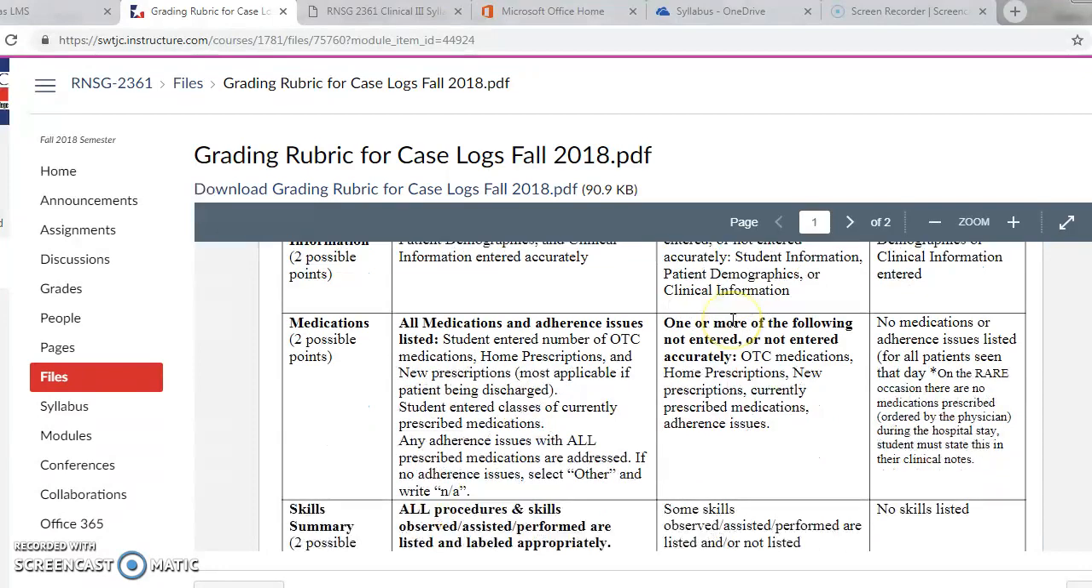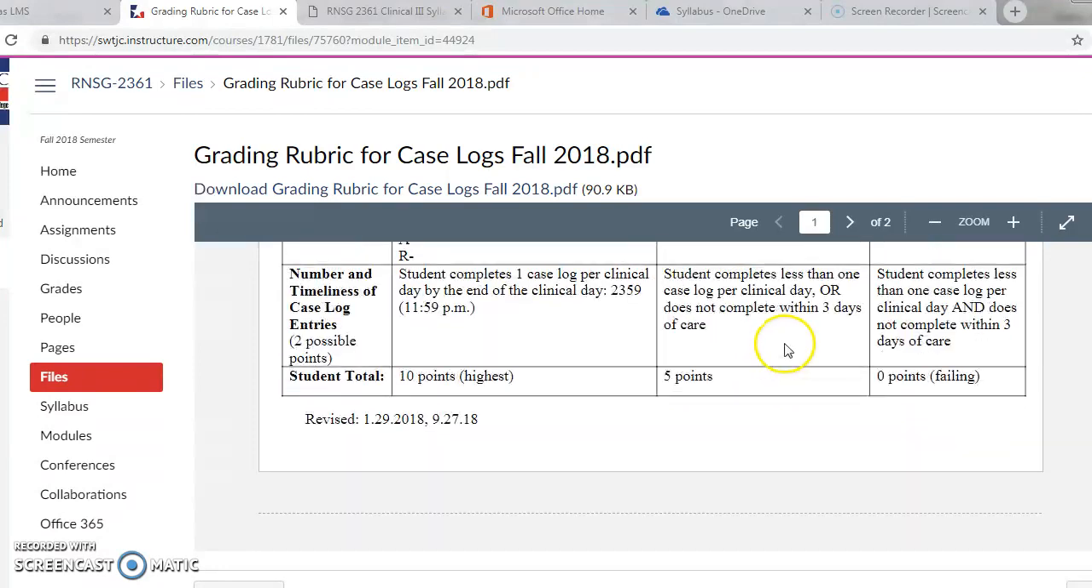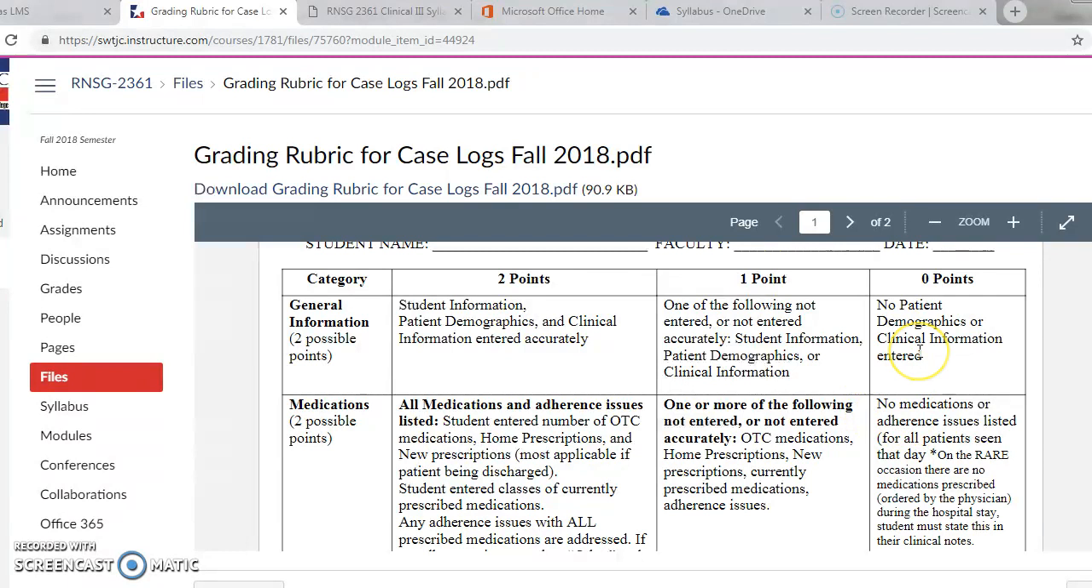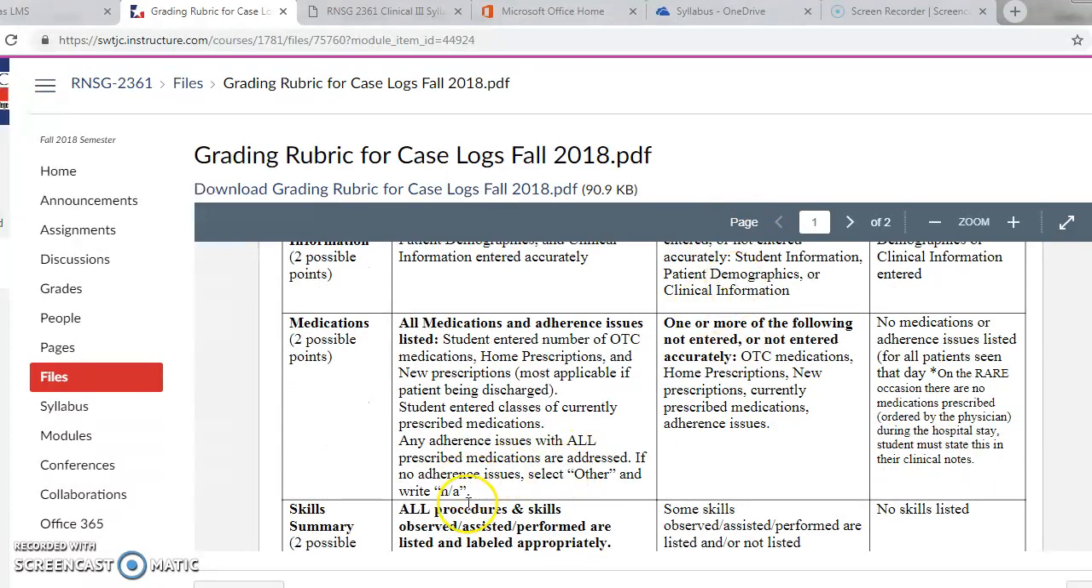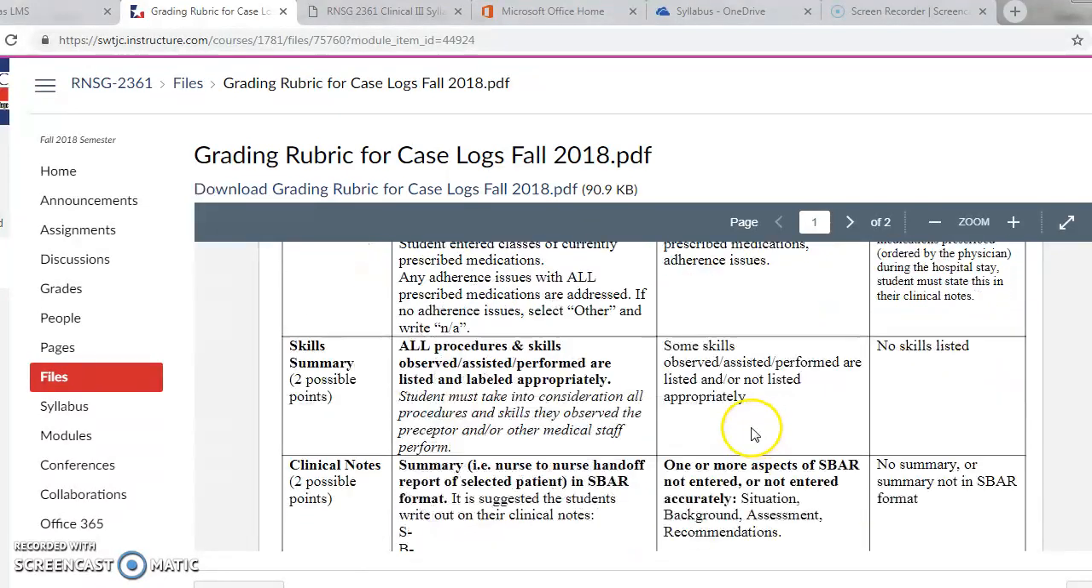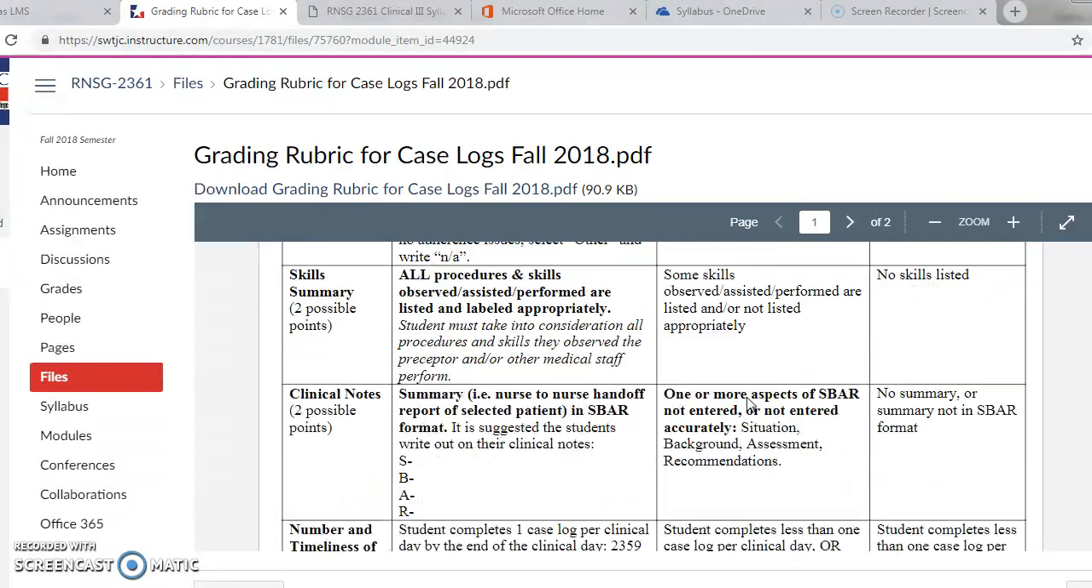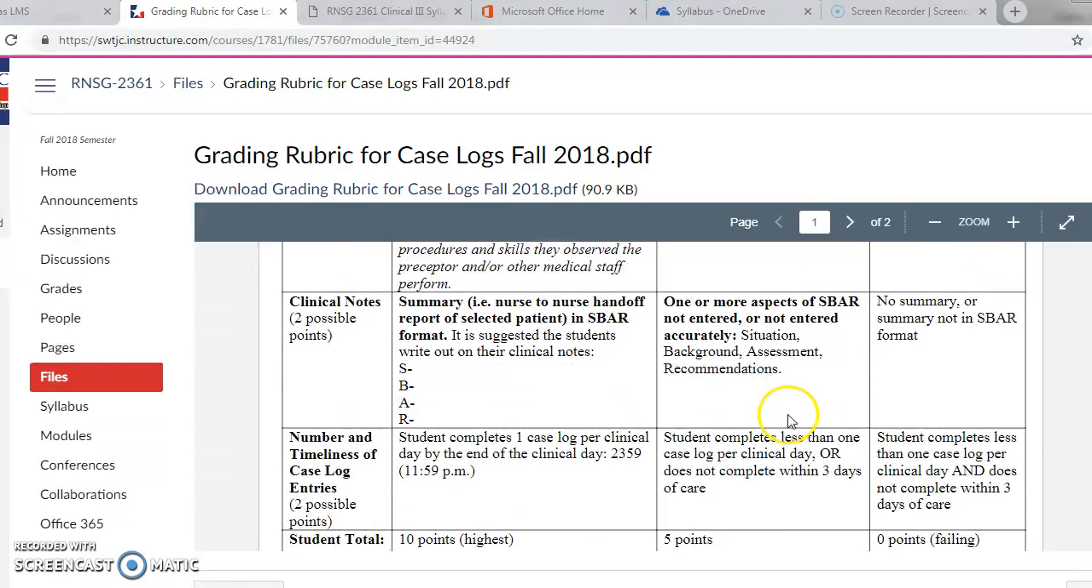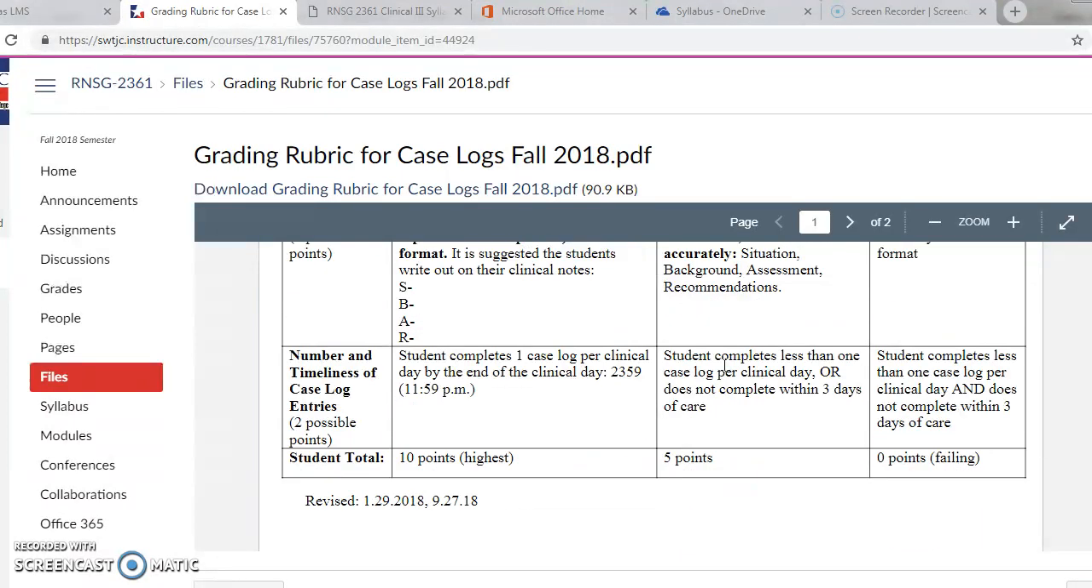If anything's missing, it's docked a point. If it's not done at all, you just don't get any points for it. So if you don't enter patient demographics, you just get a point. If you did not put in any adherence issues or select other and write not applicable, then you get one point. If you didn't list things, or maybe you wrote down something incorrectly, like you said that you performed ABGs, you'll be docked a point. If your SBAR is not correct, you'll get docked a point.